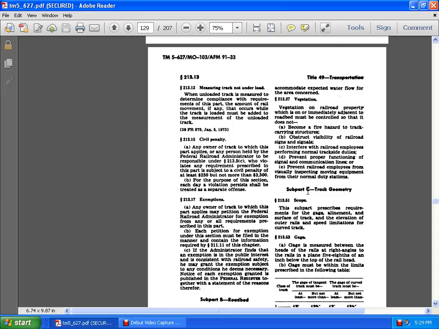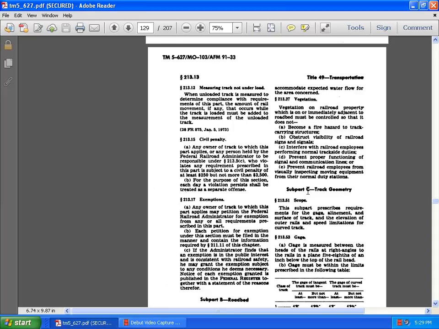213.15, Civil penalty. Any owner of track to which this part applies who is found by the Federal Railroad Administrator to be responsible for violations of any requirement prescribed in this part is subject to a civil penalty of at least $250 but no more than $2,500. For the purpose of this section, each day the violation persists shall be treated as a separate offense.